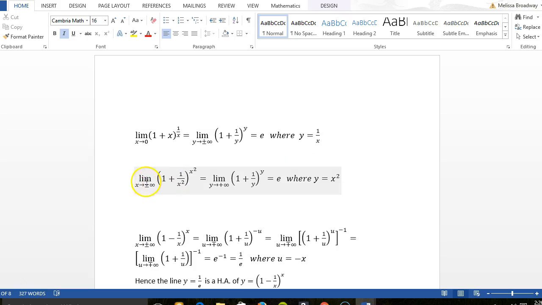And now this time I'm going to do something different. I'm going to do x squared, and I'm going to let y equal x squared. Now, if x is going to 0, no, excuse me, if x is going to either infinity, x squared is distinctly going to positive infinity here, okay? But it doesn't matter. I get e. That limit right here is e. I replace x squared with y. So that's good.